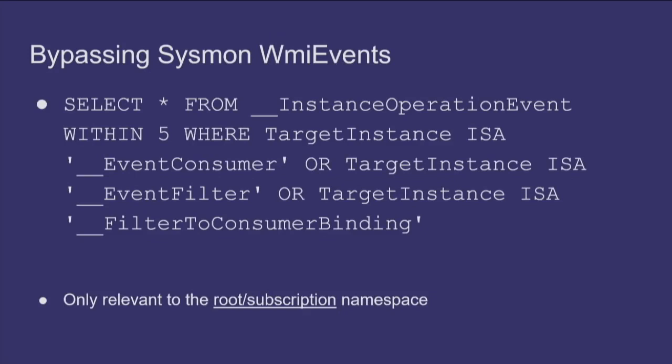Event consumer. So a consumer is where you insert code. So that could be a command line event consumer, so execute PowerShell.exe, whatever. It could be an active script event consumer, where you're executing inline Windows Script Host code, like VBScript or JScript. Or the target instance is an event filter. An event filter defines the event that you want to trigger on in the form of something like this, a WQL event query. Or it's a filter to consumer binding. This is the thing that binds the filter and consumer together and actually registers the WMI persistence.